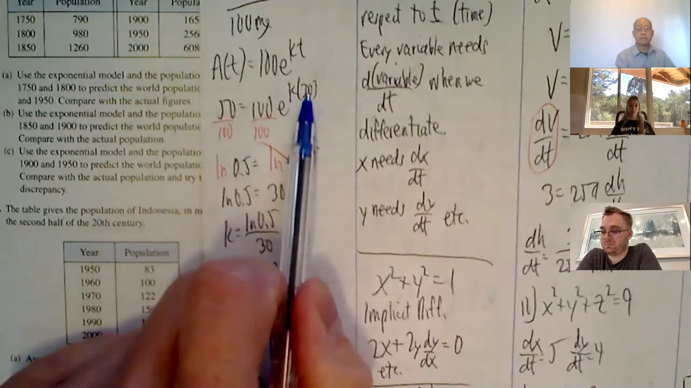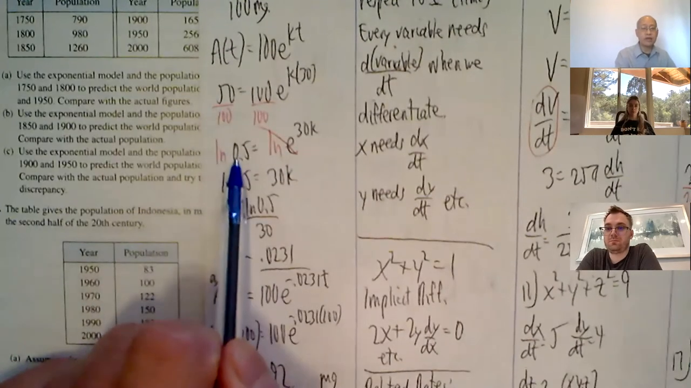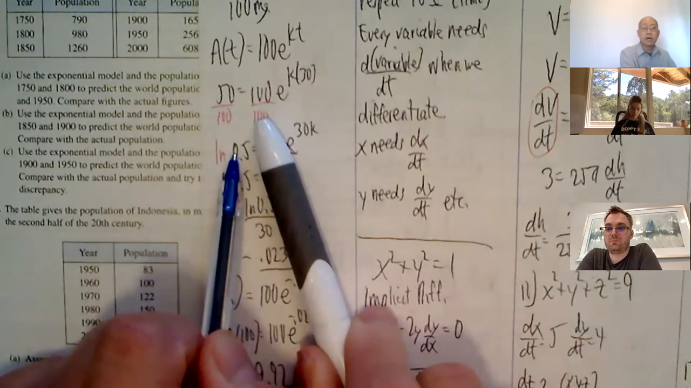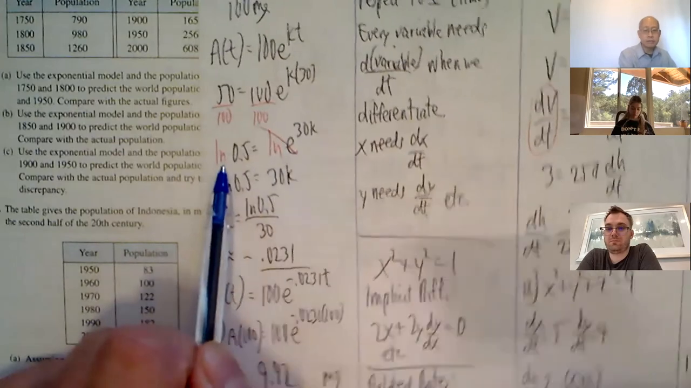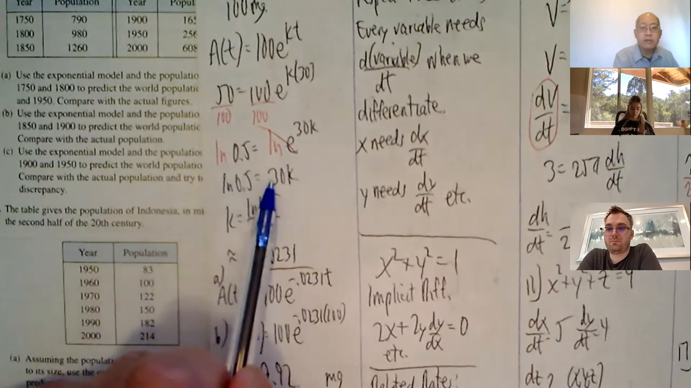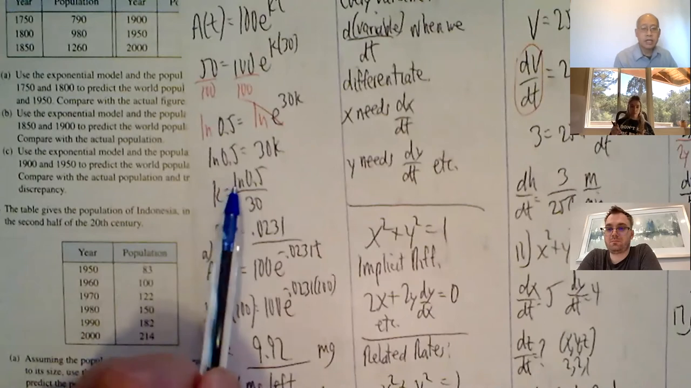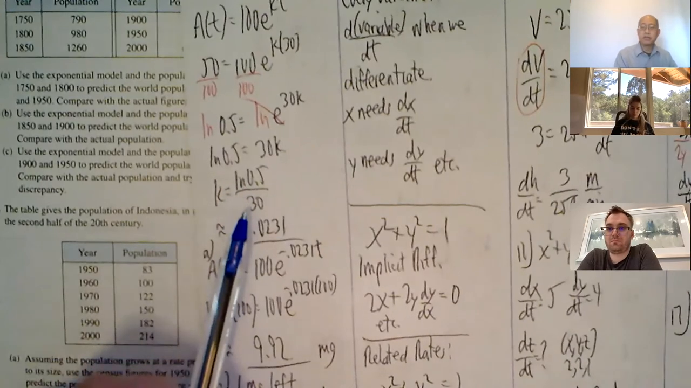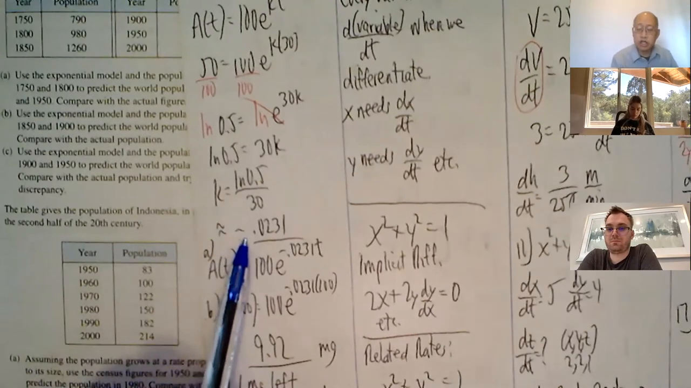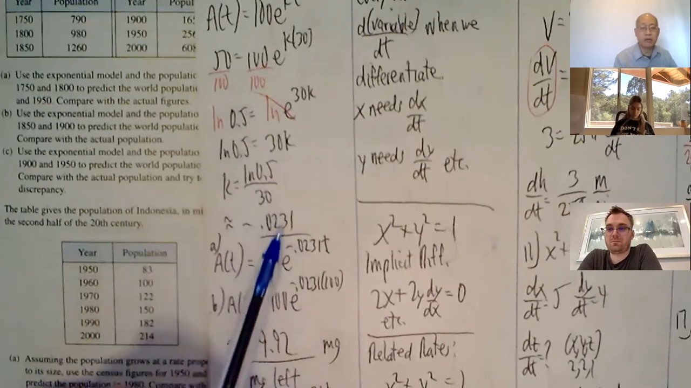Solve for k. Divide by 100. 50 divided by 100. 0.5. 0.5 equals e to the 30k. How do I get rid of e? Ln. Cancels out. Ln 0.5 is 30k. Divide both sides by 30. Okay, it's ln 0.5 divided by 30. Punch it in the machine. And I got negative 0.0231. And it should be a negative number, right? I anticipated a negative number because I know this is a decay situation.